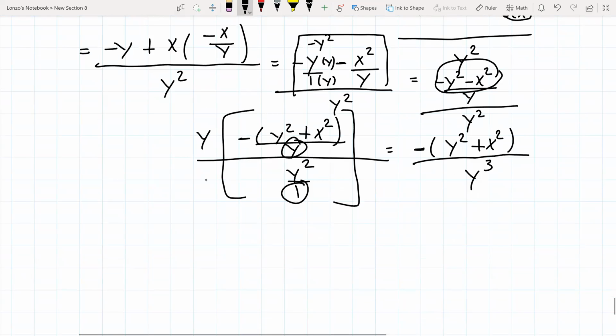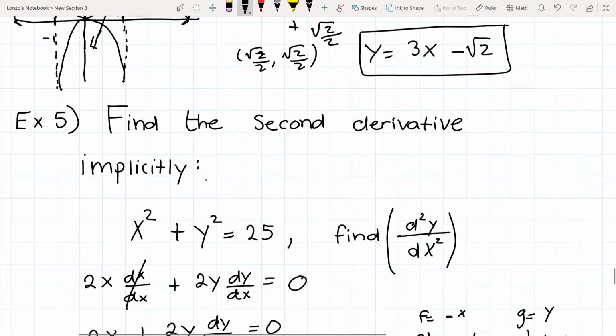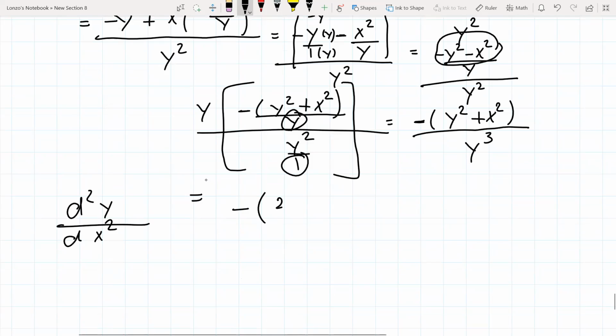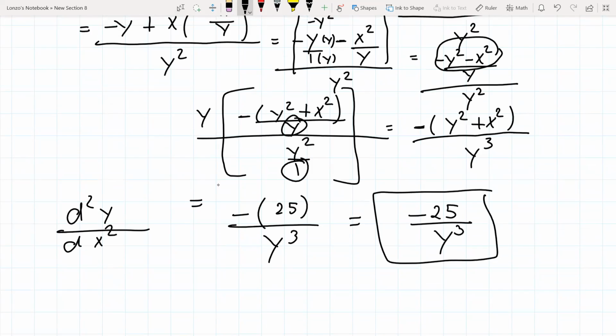And then finally, your final answer would be d squared y over dx squared equals negative, and then what you could do is replace y squared plus x squared with 25, because that's what they said, x squared plus y squared equals 25. So this would be 25 over y cubed. So your final answer is going to be negative 25 over y cubed. So that was implicit differentiation.